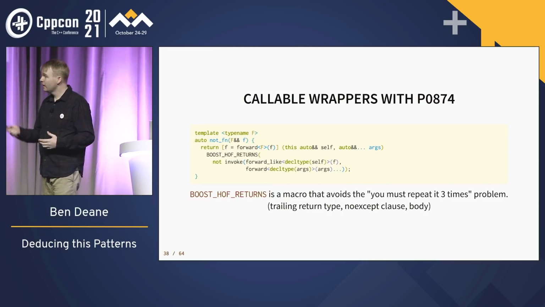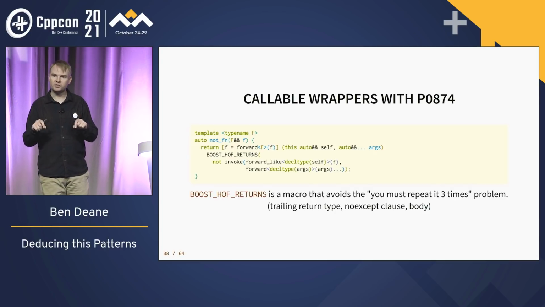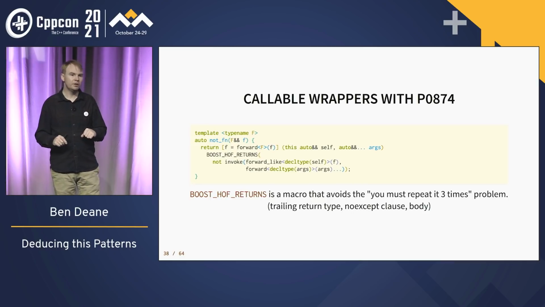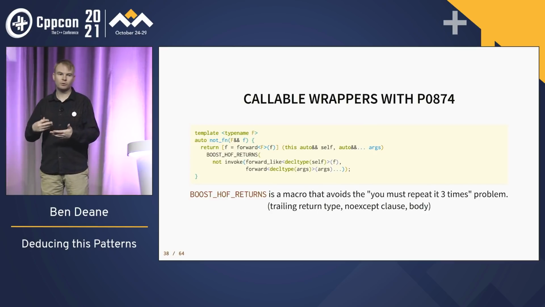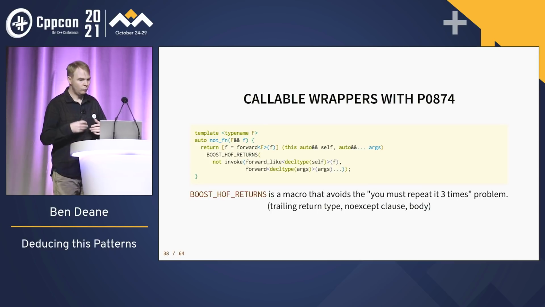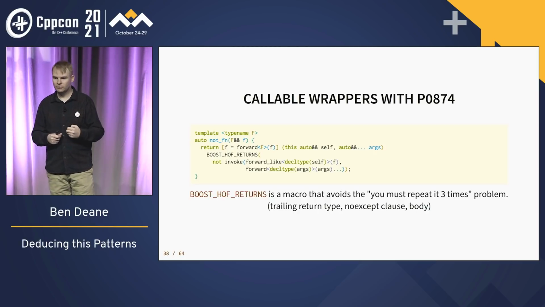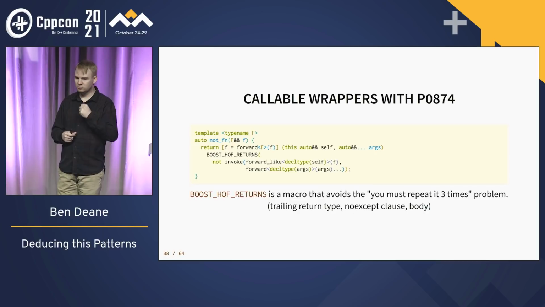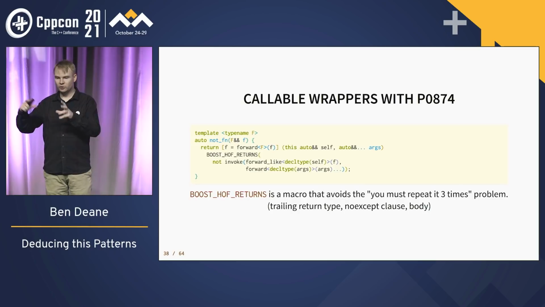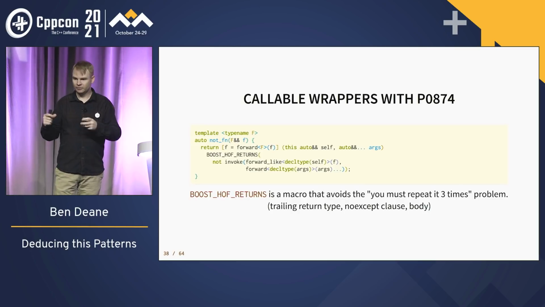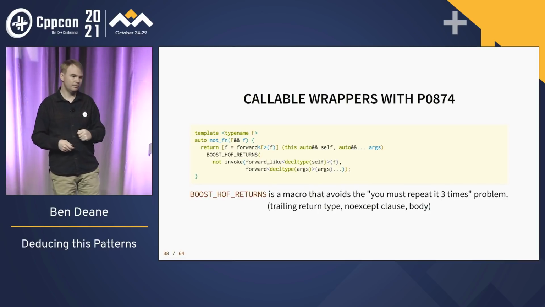Well, with this paper, this is a complete implementation of not-fn. And I'm using Boost HOF returns here just to avoid the "you must write it 3 times" problem, but that basically takes care of the trailing return type, SFINAE friendliness, noexcept clause, and the body. And we can write it as a lambda, right? And it just captures the function, forwarding capture. We have the explicit object parameter for the closure object, and we want to call the function, and all of the arguments get forwarded. The function itself gets forwarded like the closure object, and the arguments get forwarded.